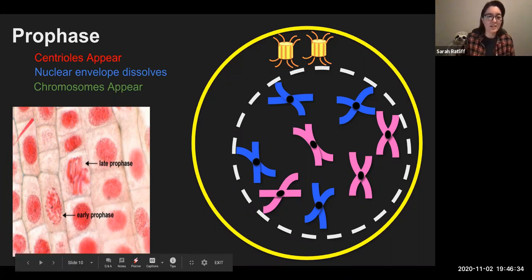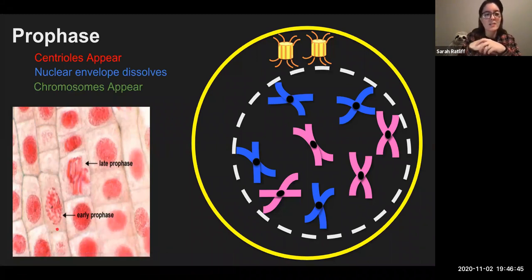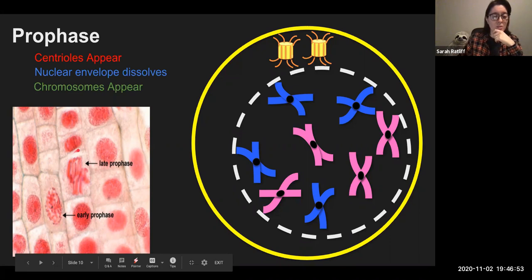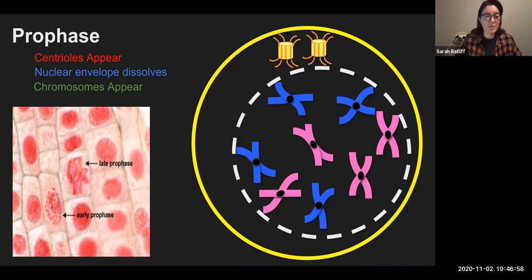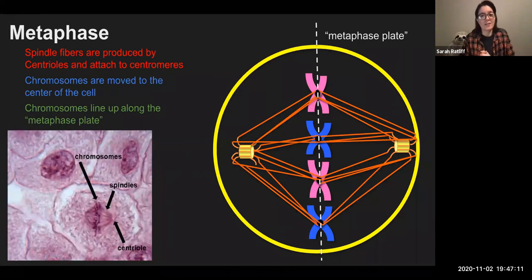Here we have a real life look into what prophase looks like. Here we have early prophase. We can see that nuclear membrane starting to dissolve. Things are happening. Up and to the right a little bit, we have late prophase. We can see that those chromosomes have started to appear, that genetic information has started winding and twisting together into these X shapes. And our nuclear envelope is gone, it's dissolved. So it's ready to move on to our next phase, metaphase.